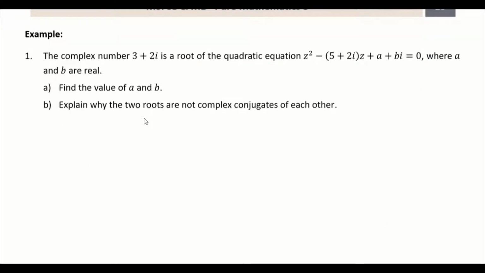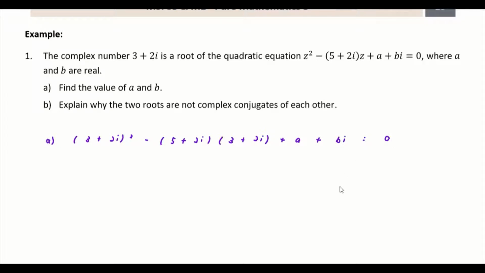Question one: the complex number 3 plus 2i is a root for the quadratic equation given, where a and b are real. (a) Find the value of a and b. So we know that if this is a root for this equation, when you substitute the z with the root given here, it's going to perfectly satisfy this equation, alright? So it's the same thing like how you deal with the real root. So now let us try to substitute. So we have (3 plus 2i) squared minus (5 plus 2i)(3 plus 2i), then plus a plus bi equals 0.